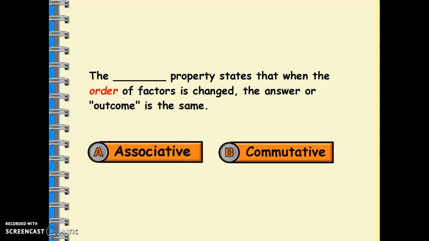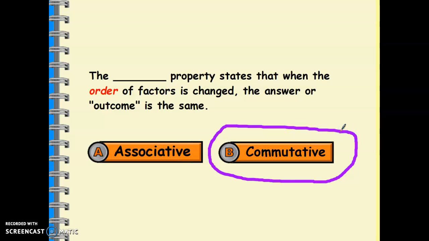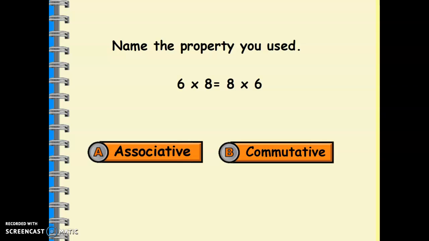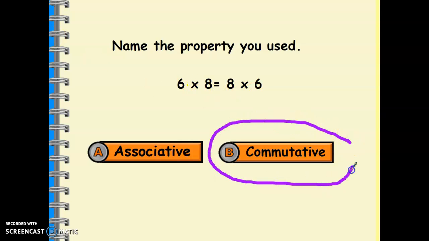All right, how about the flip side? The property that states when the order of factors is changed, the answer or the outcome is the same. This time, order, we're talking about commutative. It's from your house to your friend's, and from your friend's to your house. You're commuting, but the order in which you go doesn't really matter. Next, name the property used here: 6 times 8 is equal to 8 times 6. Ask yourself, does this have to do with grouping or with order? Hopefully you're noticing it deals with the order. So this would be commutative.